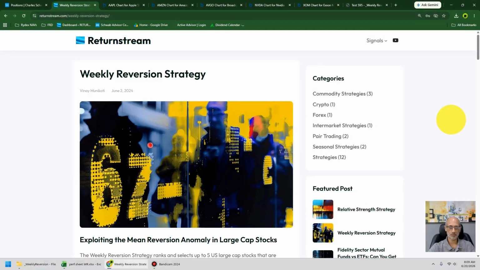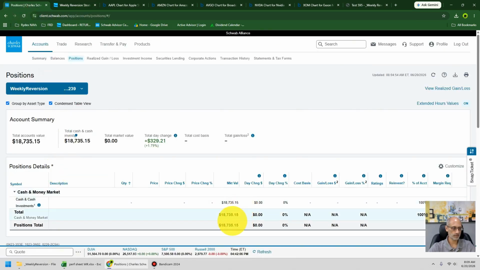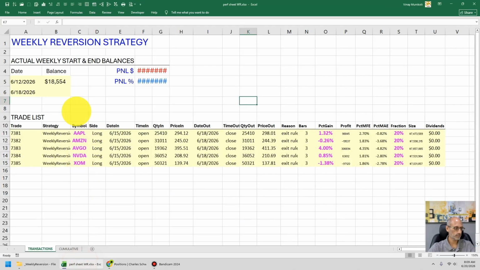This is the performance summary for the weekly reversion strategy for week ending June 19th. Let's start by inputting the account balance into the spreadsheet. So I made a little bit last week, up $182, which is a percentage gain of 0.98%.